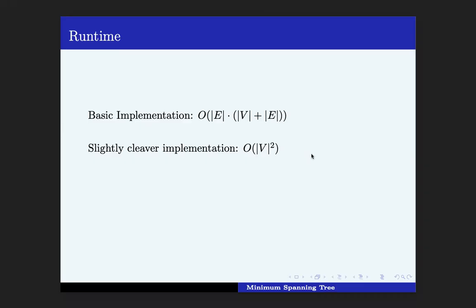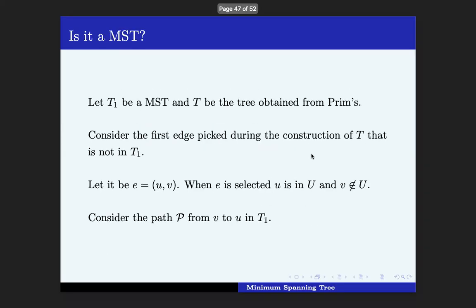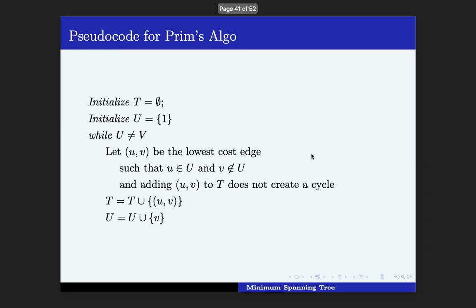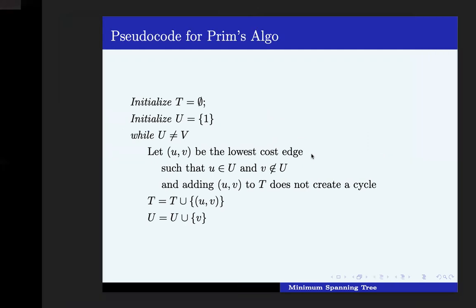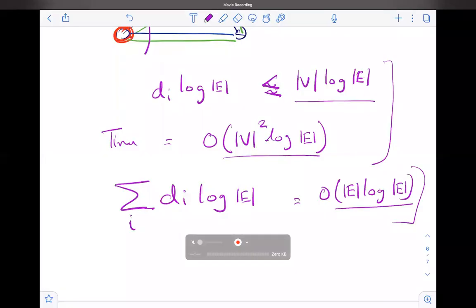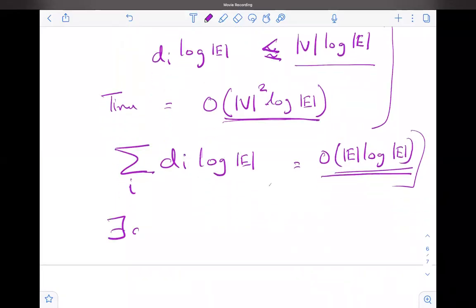I have not done that in the class, but think about it. Basically with this algorithm, I have produced V square log E, I have produced E log E, and there exists an implementation that can be done in order V square, and that is quite nice.